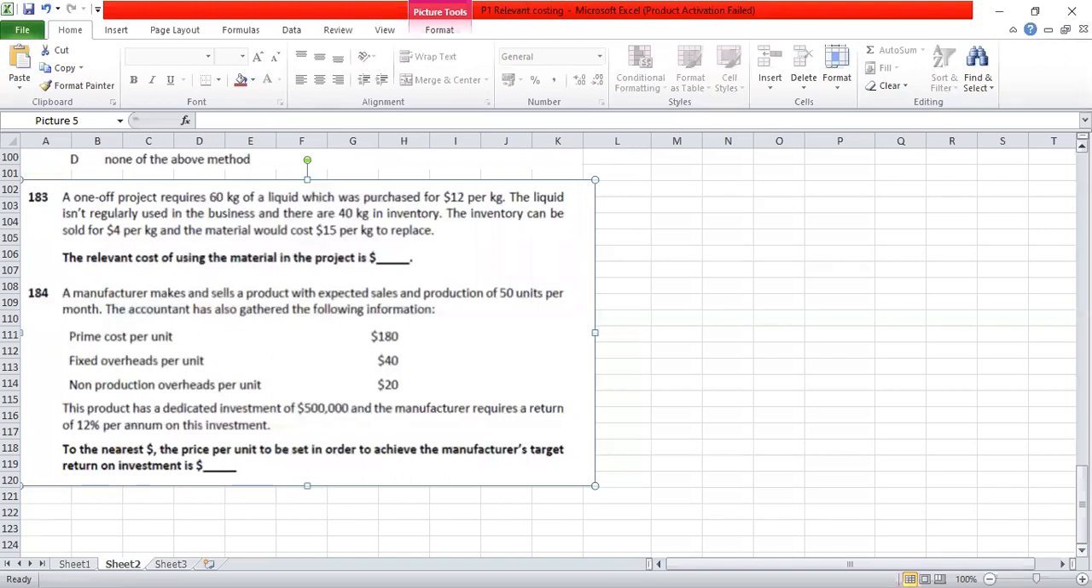183 says a one-off project required 60 kgs of a liquid which was purchased for $12 per kg. The liquid isn't regularly used in the business and there are 40 kgs in inventory. The inventory can be sold for $4 per kg and the material would cost $15 per kg to replace. The relevant cost of using the material in the project is.